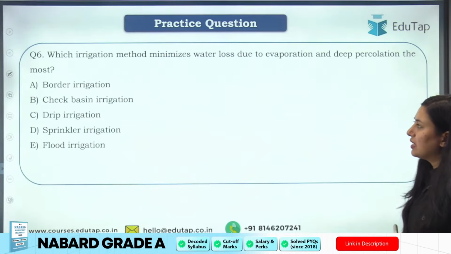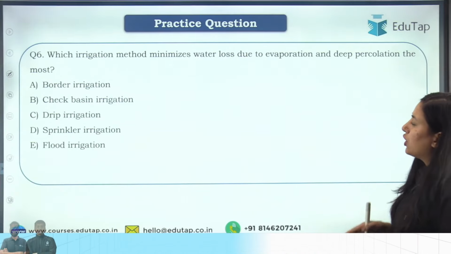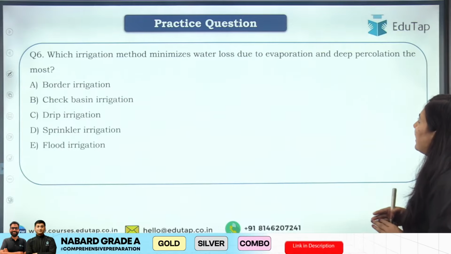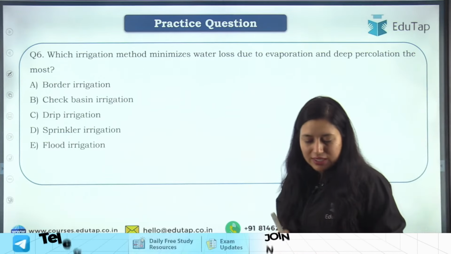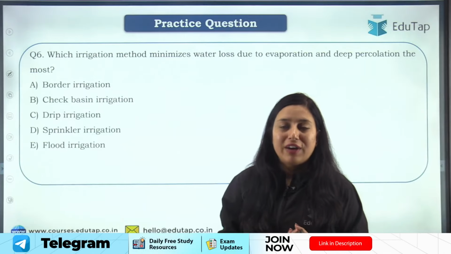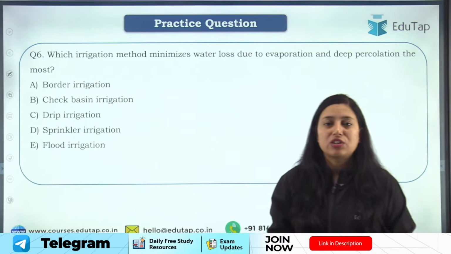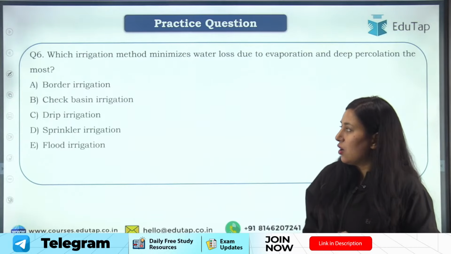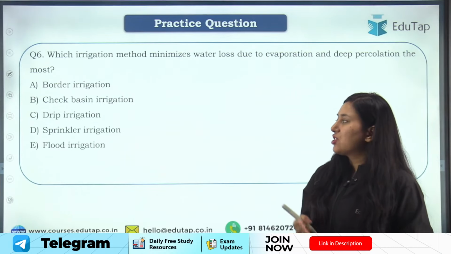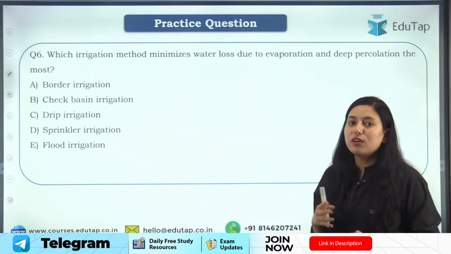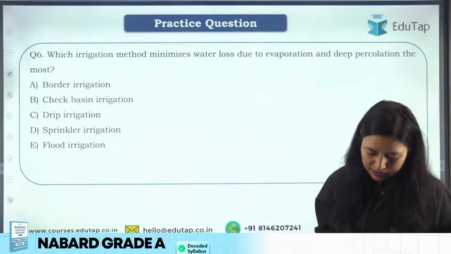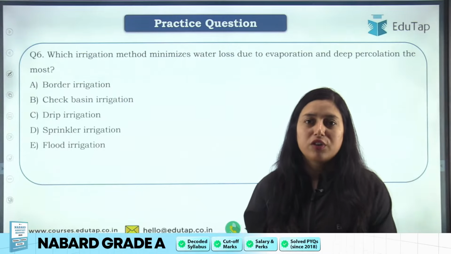Which irrigation method minimizes water loss due to evaporation and deep percolation the most? ठीक है, तो किस irrigation system में evaporation losses and deep percolation losses are minimum? Your options are border irrigation, check basin irrigation, drip irrigation, sprinkler irrigation, or flood irrigation. What will be the answer?